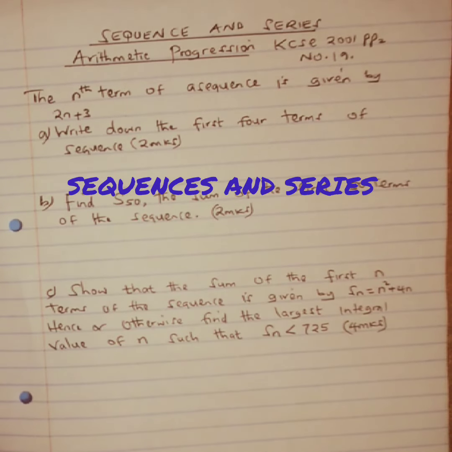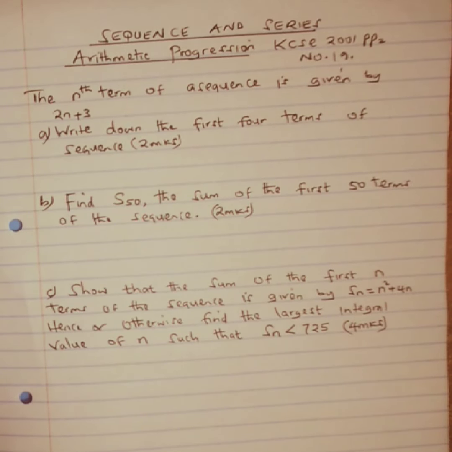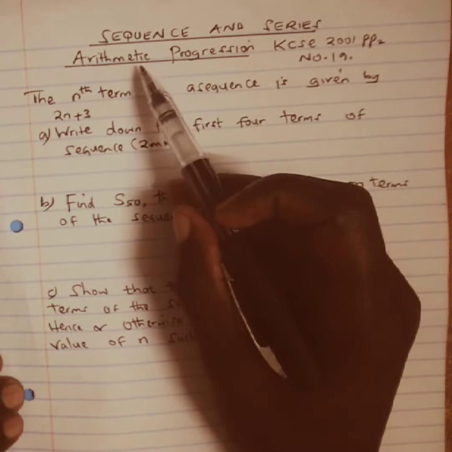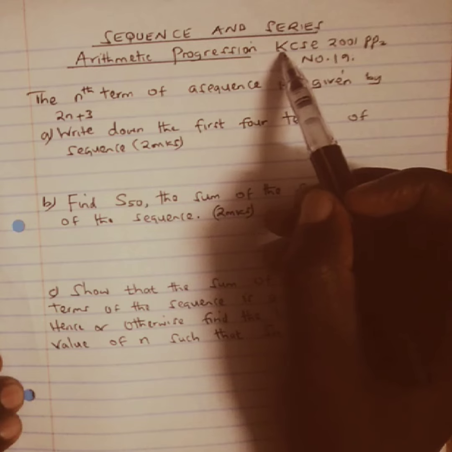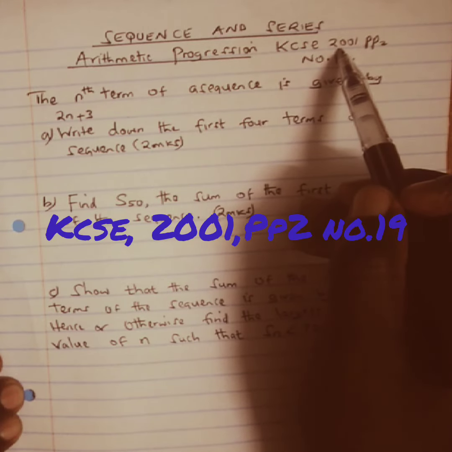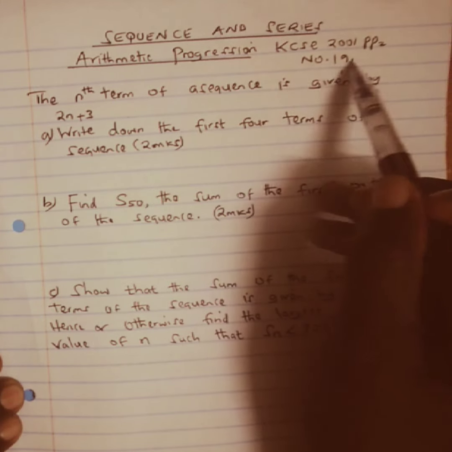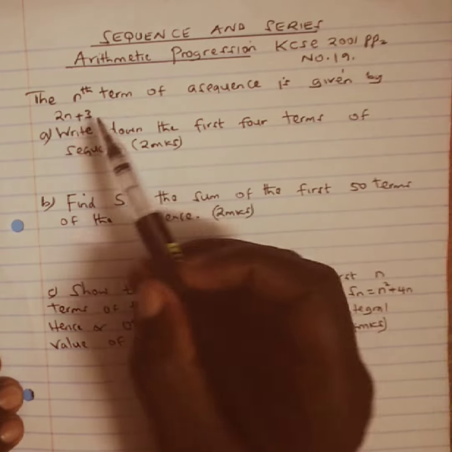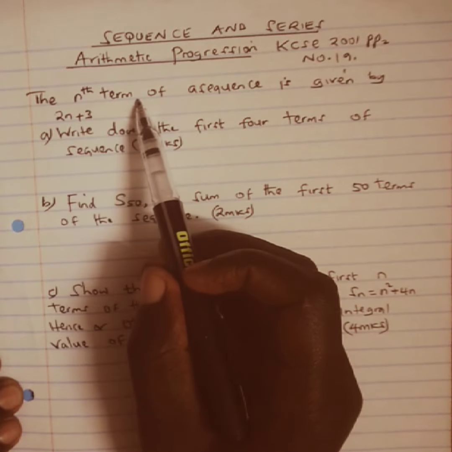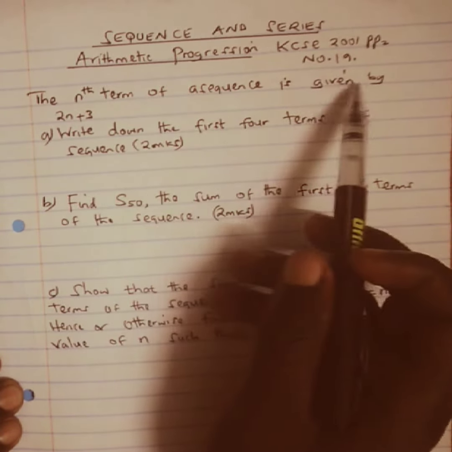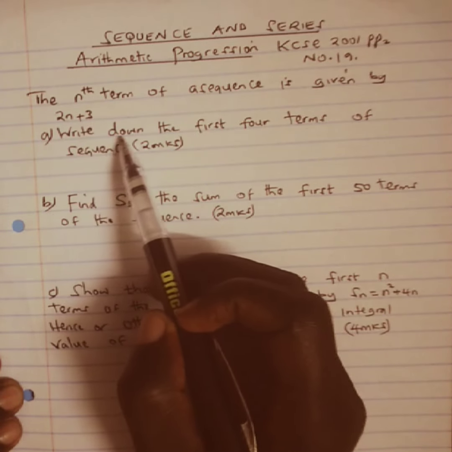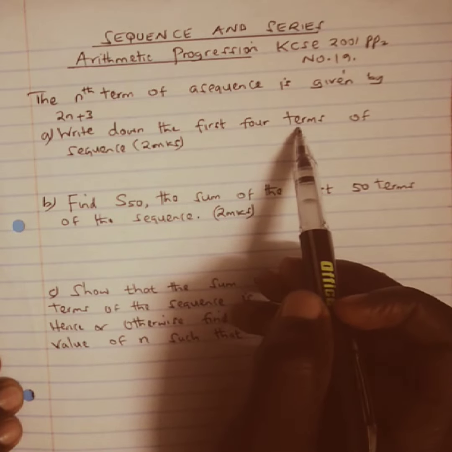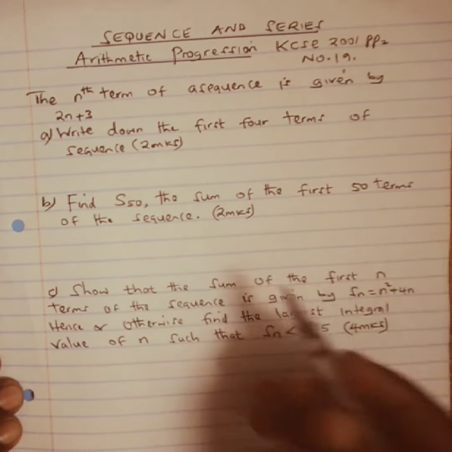Today's lesson. Today we are going to look at sequence and series under the subtopic arithmetic progression, a question that was done in the year 2001, paper 2, question number 19. We are told the nth term of a sequence is given by 2n plus 3. Write down the first four terms of the sequence.